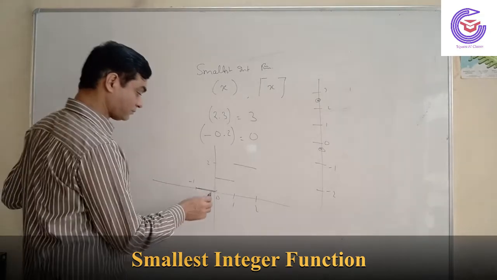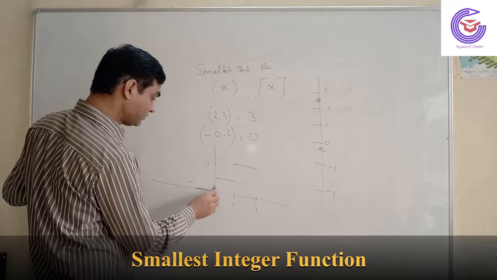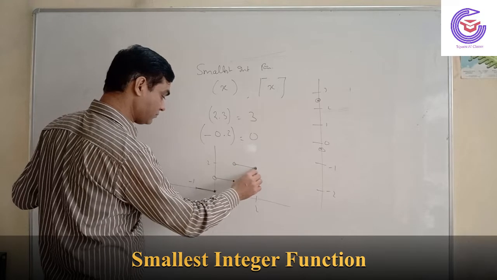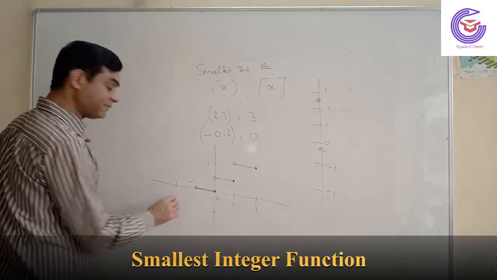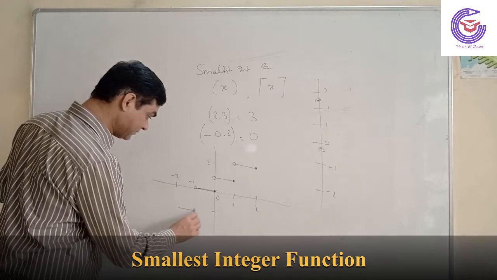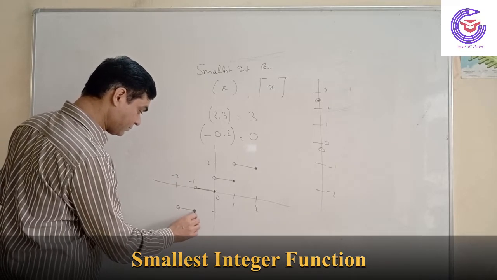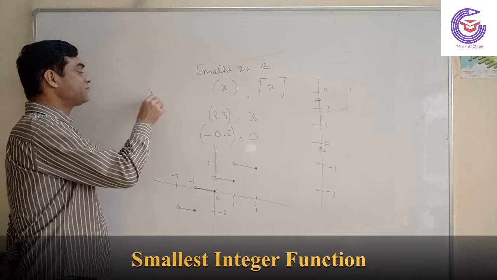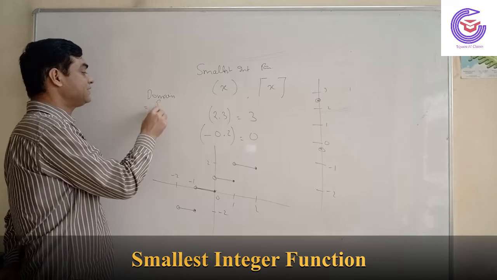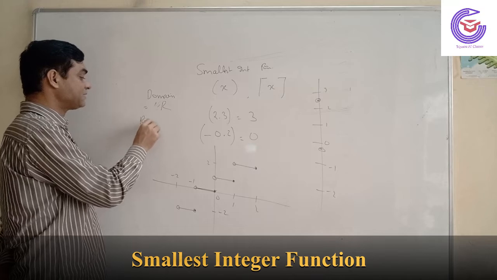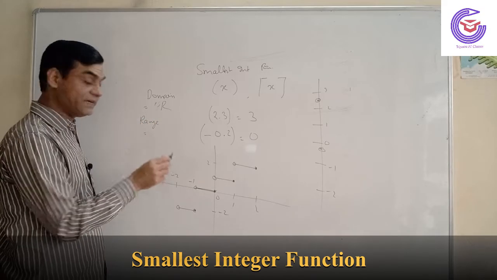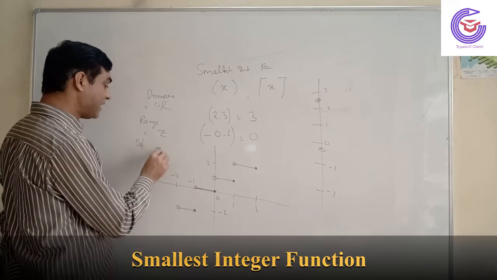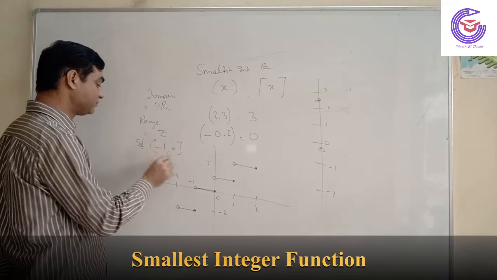In a similar manner, when the value is between -1 and -2, the graph is something like that. So in this case, what is the domain of this function? Again, it is R. What is the range of this function? It is again the integers. And what is the solution set? In this case, the solution set is -1 to 0.